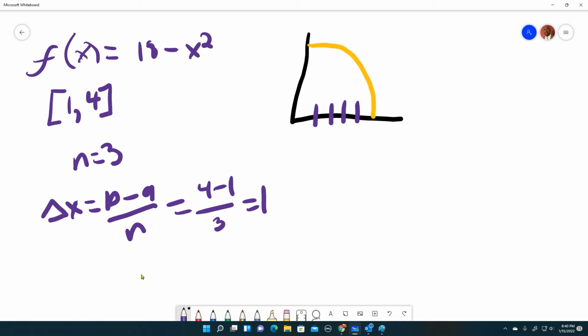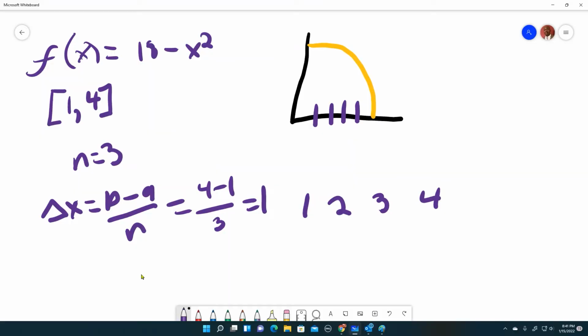All right, so delta x in terms of a Riemann sum, if we're using rectangles, just represents the width of each particular rectangle. So we start at a and we just keep adding delta x until we get to b, and that gives us the numbers of our subintervals. So we go from 1 to 2 to 3 to 4. So those are 4 numbers that represent 3 subintervals. The subintervals being from 1 to 2, 2 to 3, 3 to 4.